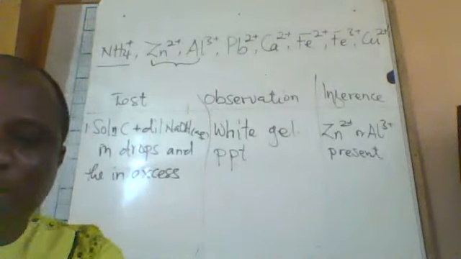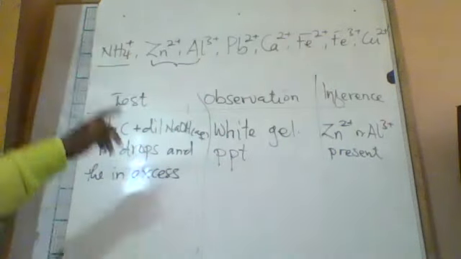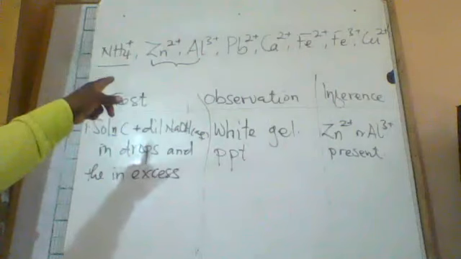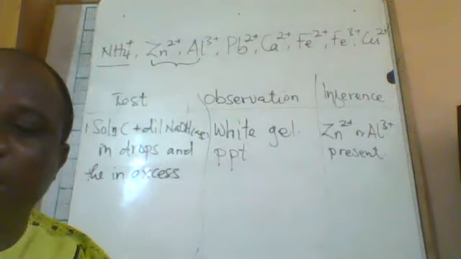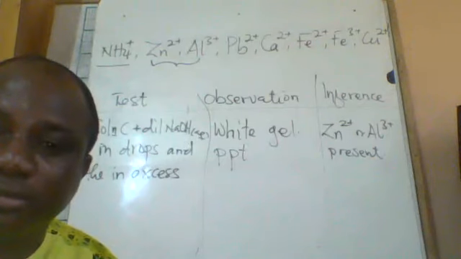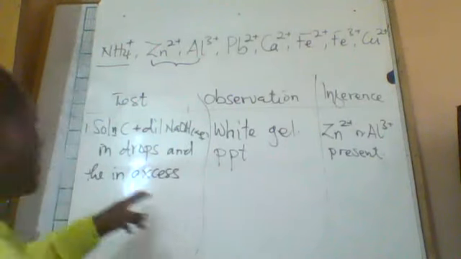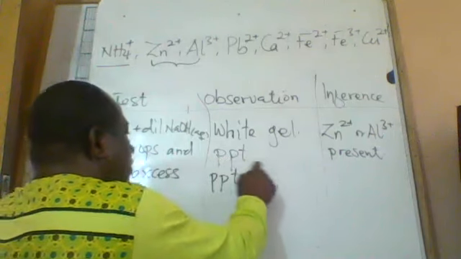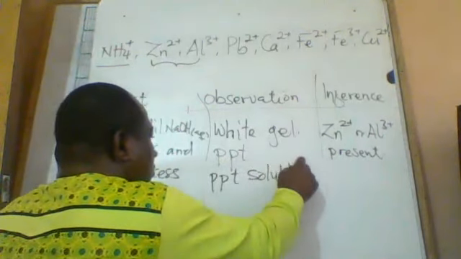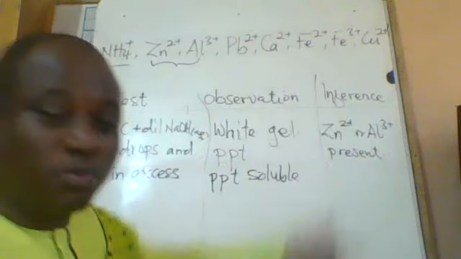Because earlier on we said that for Zn2+, Al3+, and Pb2+, they are amphoteric. So they'll be soluble in excess sodium hydroxide. So it means that in excess, you record here: PPT soluble. And both of them will be soluble. So record both of them.